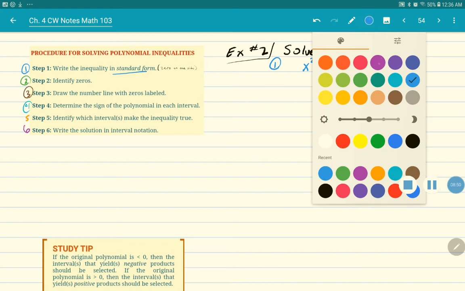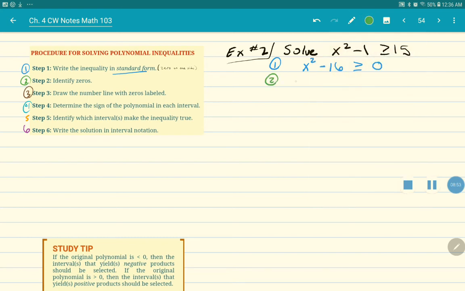Now I need to identify the zeros of that. So I can factor the left side. I get x minus 4 times x plus 4, which is greater than or equal to 0. So I'm factoring to get the zeros. Notice you cannot use the square root method on inequalities, because that uses the property of equality, but these aren't equal. I'm actually going to set these equal so I can use that factoring to find the zeros. Zeros means when does it equal 0? So that corresponds to the zeros of x equals 4 and x equals negative 4. So those are my two zeros.